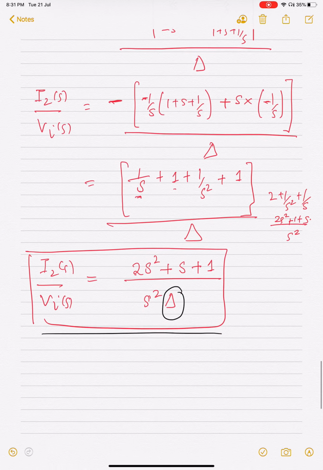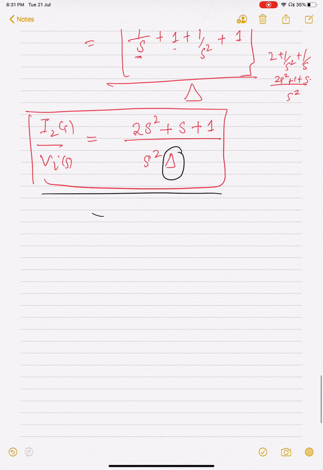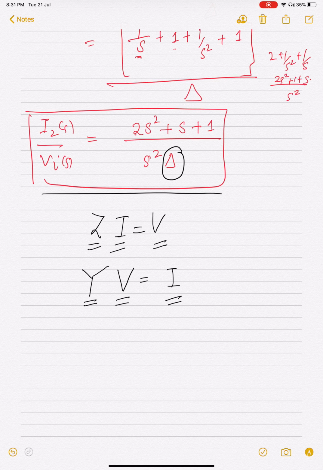In that case, just like in mesh analysis, you wrote Zi is equal to V, where Z are the impedances, I are the mesh currents, and V are the voltage sources. In a similar way, if you apply this method for nodal analysis, you'll write YV is equal to I, where Y would be your admittances connected to the nodes, V would be the vector of unknown node voltages, and I would be the current sources connected to the node.